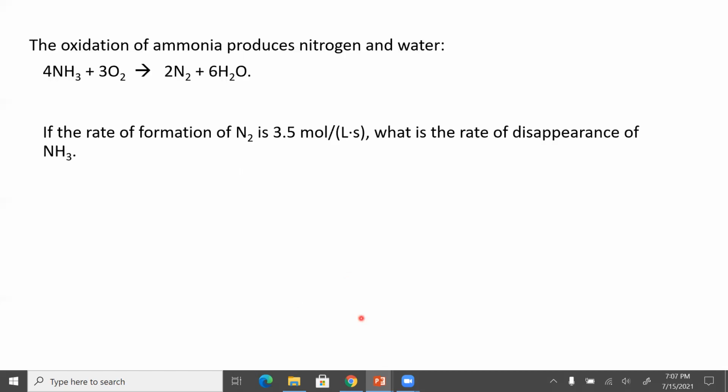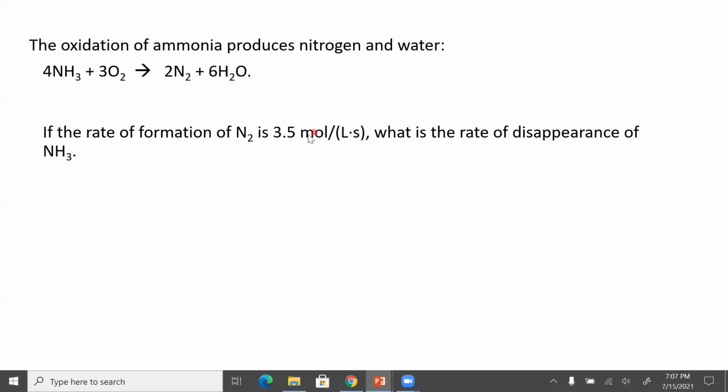So let's see if we can do this. We're given a reaction. Okay, it's the oxidation of ammonia, so it's a different reaction. We've got some maybe more complicated coefficients there. It says if the rate of formation of nitrogen is 3.5 moles per liter per second, what is the rate of disappearance of ammonia? So again, model it like the last 2 problems we did.